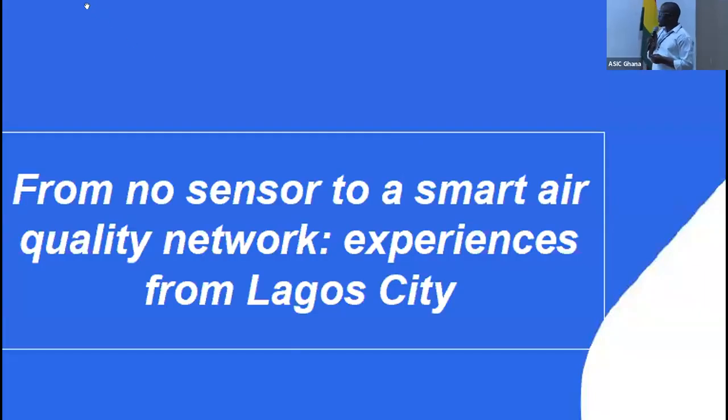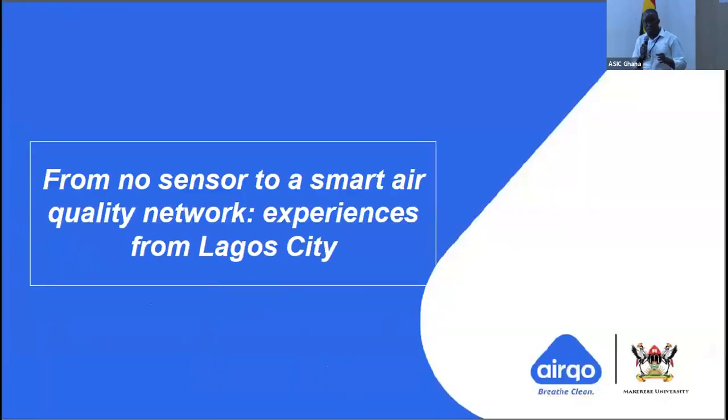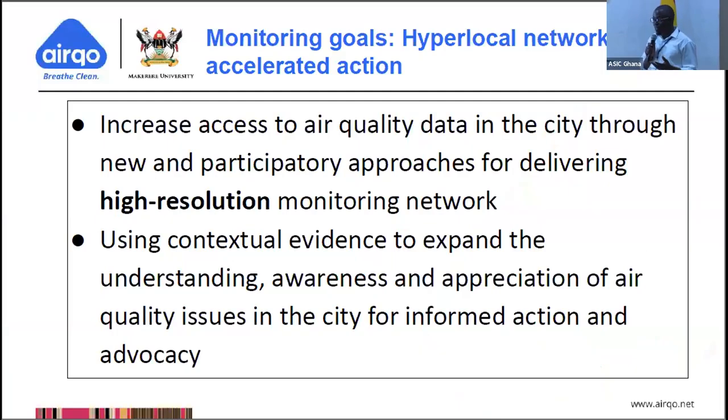All right, so I'll be mostly talking about Lagos, how AirQo did the design for Lagos City. So we go to the next slide, please. All right, so why do we look at a hyperlocal network for accelerating action? We said, all right, increasing access to air quality data in the city through new and participatory approaches for delivering a high resolution monitoring network for Lagos, and using contextual evidence to expand the understanding, awareness, and appreciation of air quality issues in the city to inform action and advocacy.